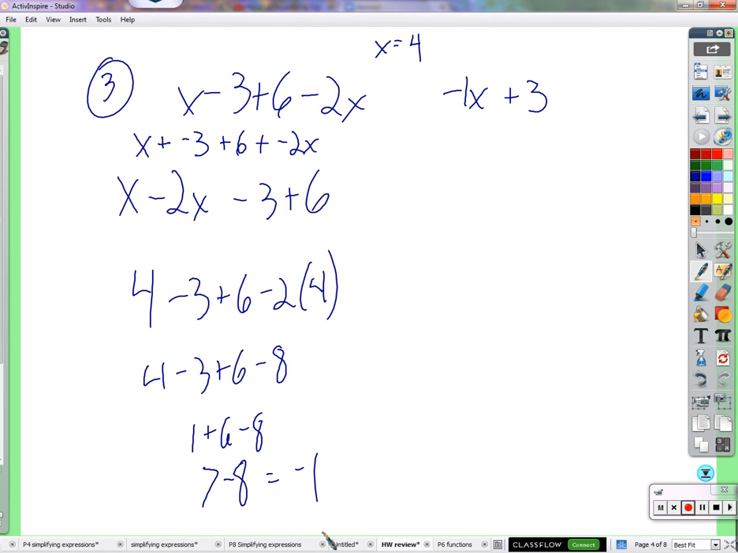Let's put that 4 in here. Negative 1 times 4 plus 3. Negative 1 times 4 is negative 4. Plus 3 is negative 1. So a simplified version of an expression is going to do the same thing to any x that you put into it as the more complicated version of that expression.